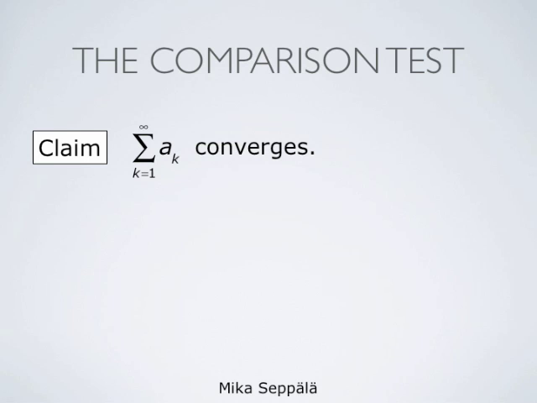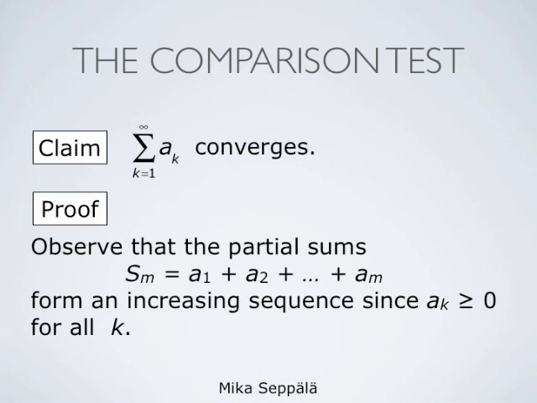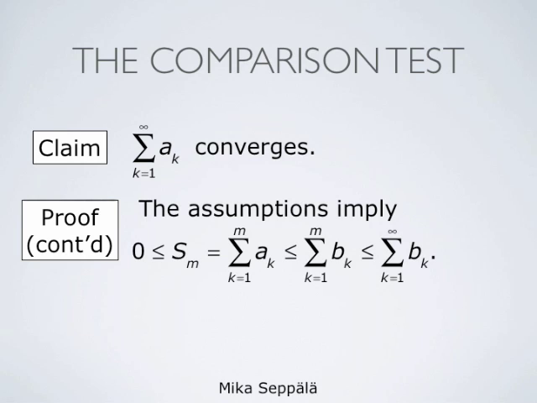In order to show that this series converges, we have to study the partial sums of this series. And we observe that these partial sums, which are of the form a_1 plus a_2 plus and so forth a_m, form an increasing sequence, since as m grows, we add non-negative numbers to this partial sum. So because a_k is greater than or equal to 0 for all k, the partial sums S_m form an increasing sequence.